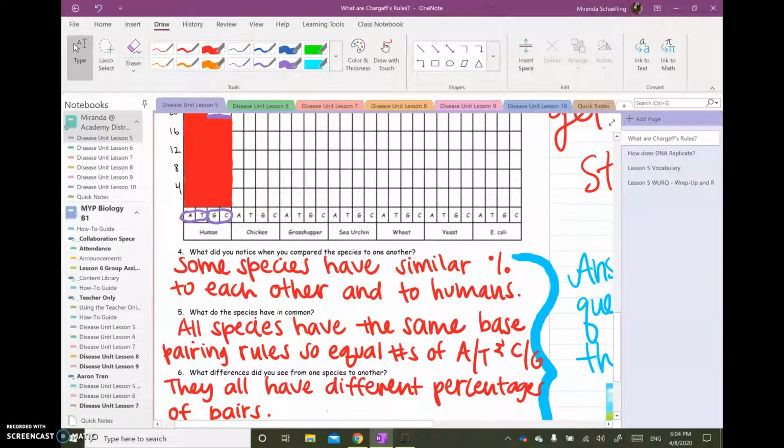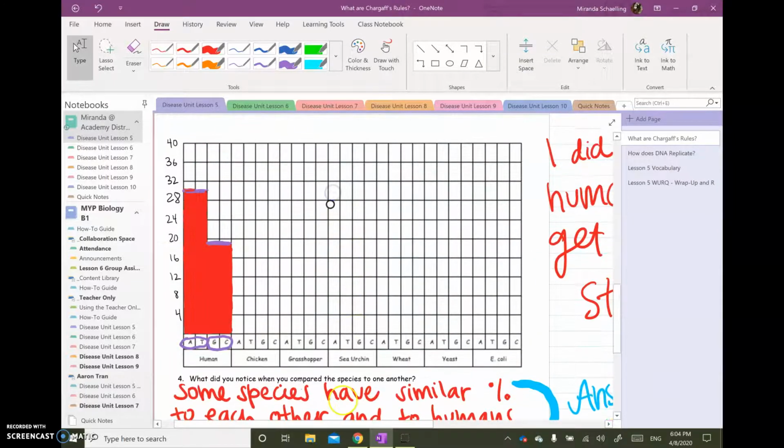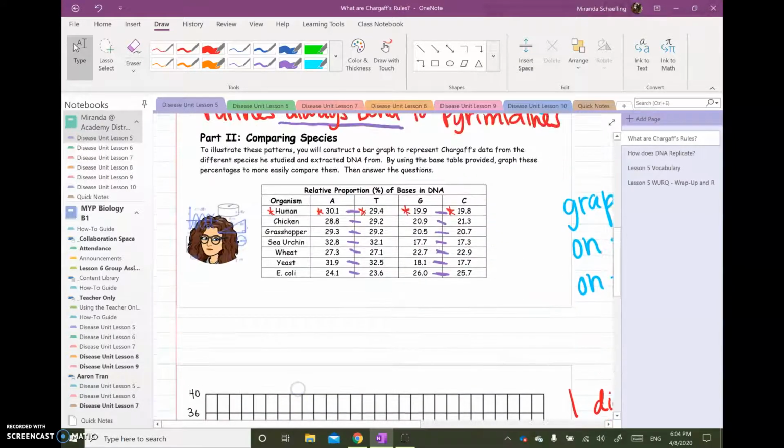Okay. All right, what did you notice when you compared the species to one another? I noticed that some species have similar percentages to each other and to humans. So we can look up at our chart, and you can write anything for this question, but if I look at 30.1, that's really similar to chickens. Okay, and it's really similar to grasshoppers. And it's really similar to yeast.